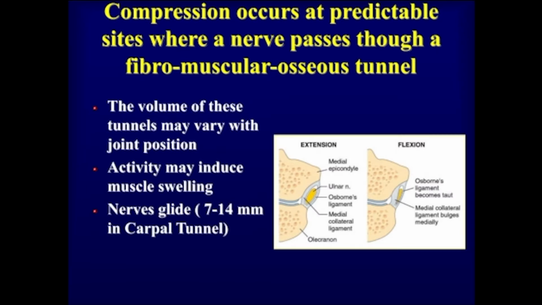It's also important to understand that these tunnels vary in terms of their volume based upon the position of joints. This little picture you see on the side demonstrates what happens to the cubital tunnel in positions of both extension as well as flexion. And you can see that in position of flexion, the cubital tunnel actually narrows, which can produce a compression. Also, it's important to understand that nerves glide when they cross joints. If there's fibrotic changes around the nerve which inhibits gliding, this can aggravate or cause a neuropathy.